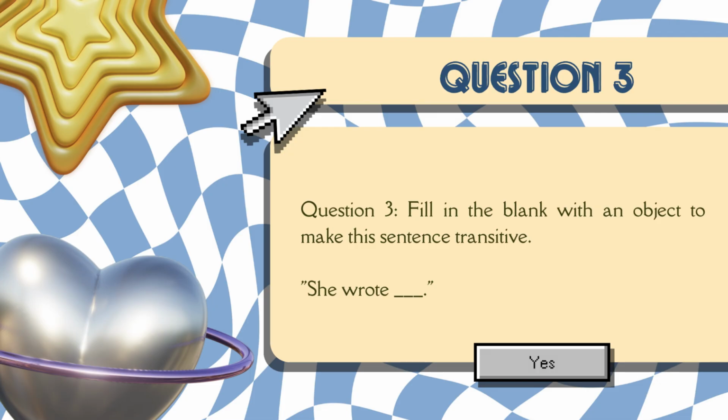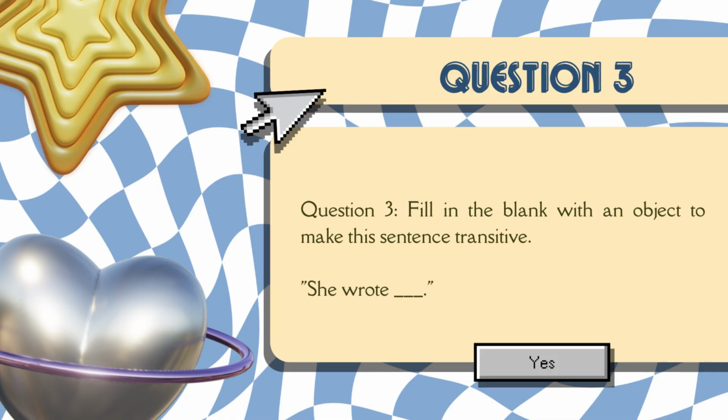Question 3. Fill in the blank with an object to make this sentence transitive. So basically, they just want you to put any word to make this sentence transitive. So just put a suitable word to make this sentence correct. The sentence is, she wrote something. So what do you think is the most suitable word to put here?